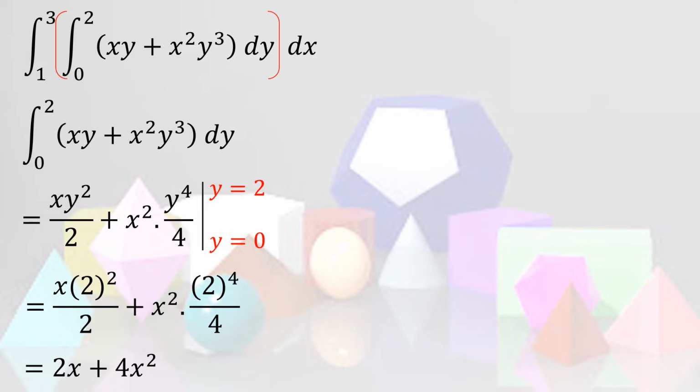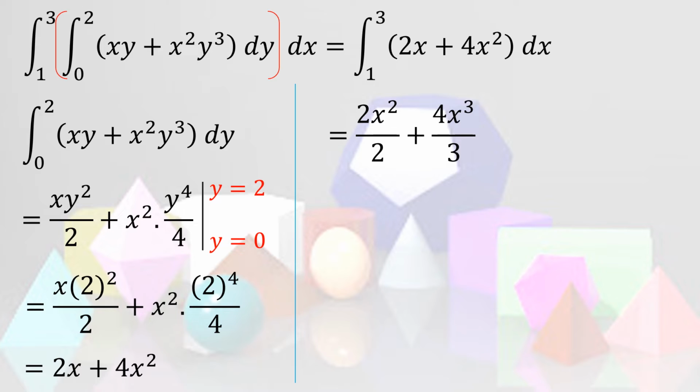And then this one, we are going to substitute it. So we shall have the integral of 2x plus 4x squared dx from 1 to 3. So we are going to integrate this one in terms of dx. So we shall have 2x squared over 2 plus 4x to the third over 3. We can simplify this one by canceling 2 in the numerator as well as in the denominator because it is equal to 1 already.